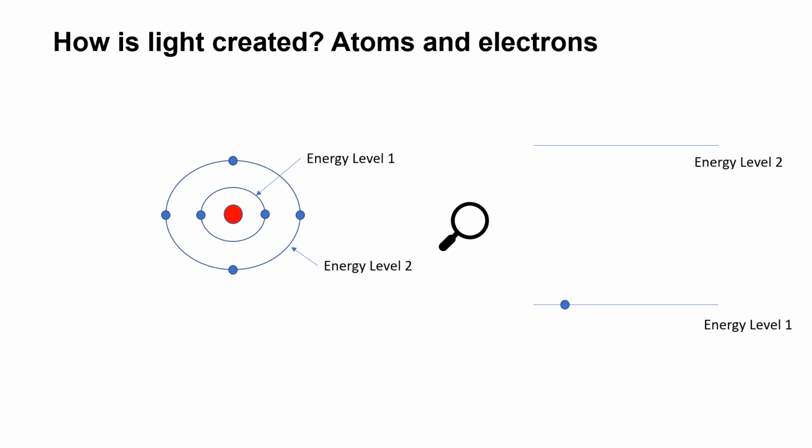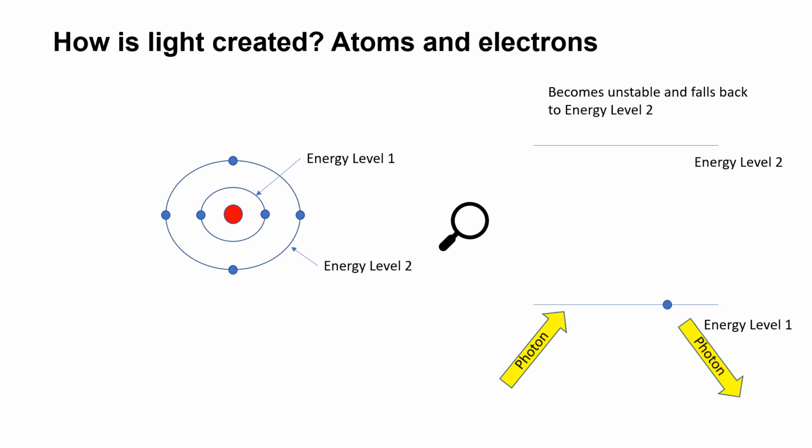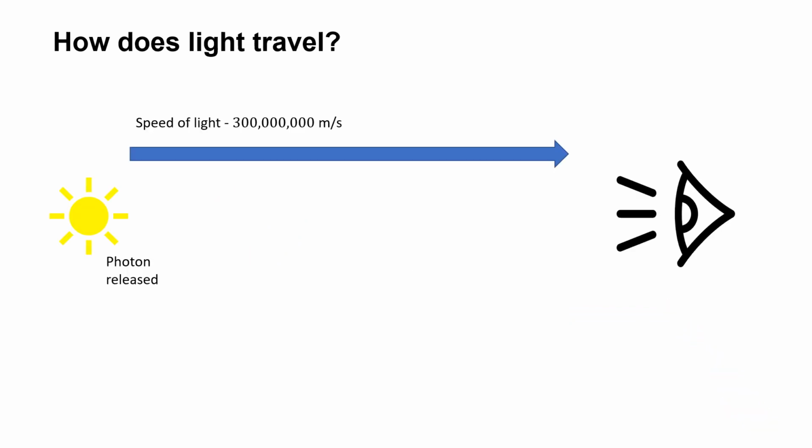So let's actually just take a closer look at what's going on here. So we have this electron sitting in the first energy level, and then we have this photon. The photon hits the electron. The electron then gains this energy from the photon and moves up to the second energy level. After a while, it becomes unstable at this energy level and it drops back down. In doing this, it then releases the energy that it had before and it releases another photon. So we've just considered how a photon is released. And in this case, a photon is light.